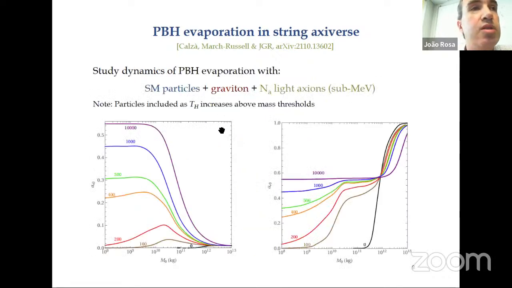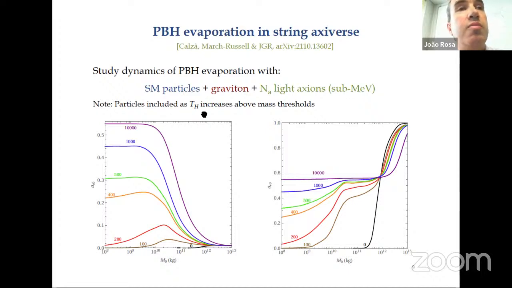So what we did is we studied numerically the dynamics of an evaporating black hole, where we considered all the standard model particles and a spin-2 graviton, but we added an arbitrary number of light axions with masses below the initial Hawking temperature of these black holes. And the way we did it is that we essentially treated particles as massless. It's an approximation, but it's a good one if their mass is below the Hawking temperature. And if the mass is above the Hawking temperature, we simply did not include them when computing the F and G functions, which we did numerically.